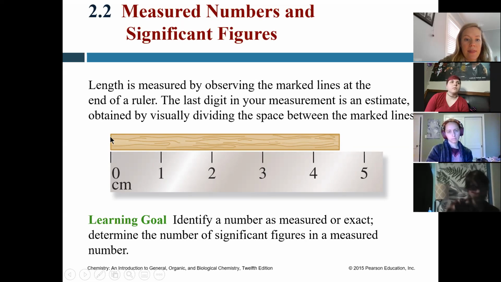So when looking at this thing here, I would say that this is 1, 2, 3, 4 centimeters. And then I'd estimate a half, right? It's about 4.5 centimeters. It's definitely not on 4. It's definitely not on 5. It's somewhere in between. So I'd say 4.5. That 0.5 value is an estimated value. You always can estimate one past whatever your tick mark values are.